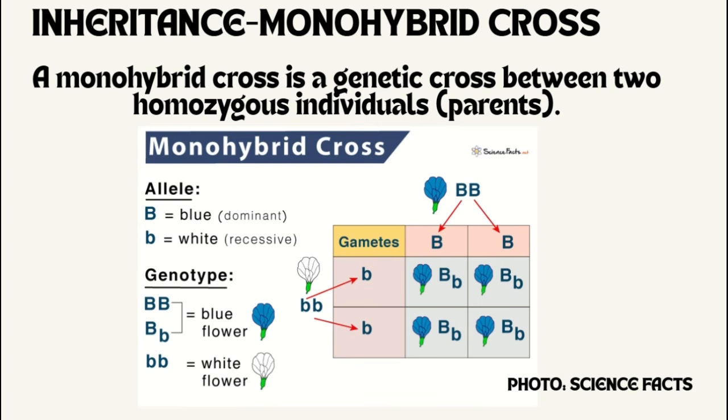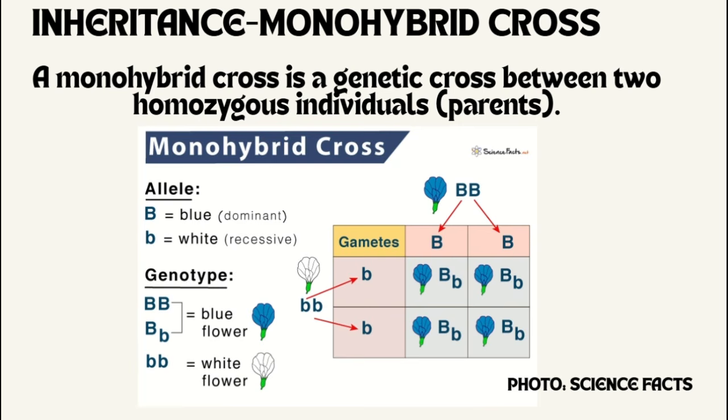Then the last thing we're going to mention is, well, not the last thing, but the other thing: different inheritance. So basically how inheritance works. We said the entire point of all of this is to find out how genes are passed on. So we're going to talk about the monohybrid cross first, and then we'll talk about dihybrid afterwards.